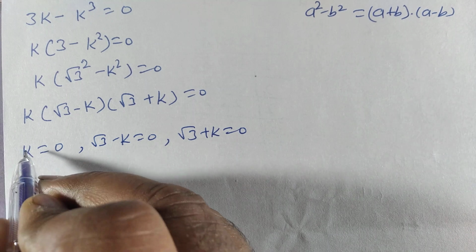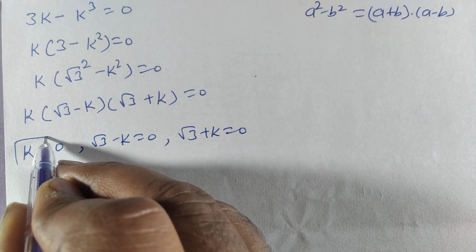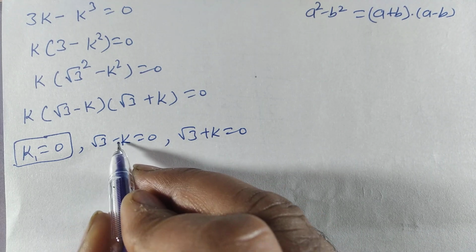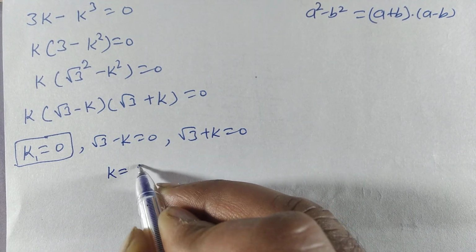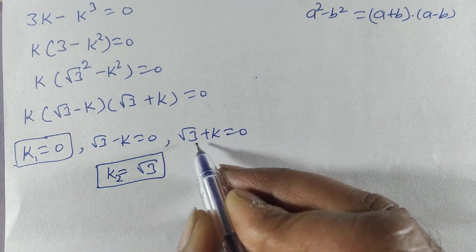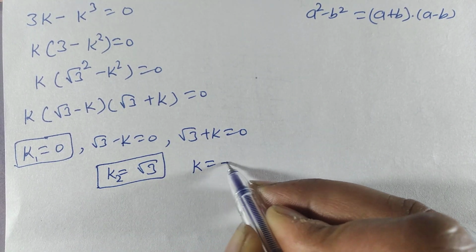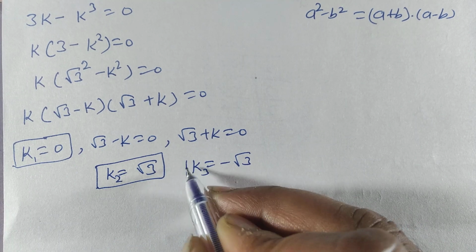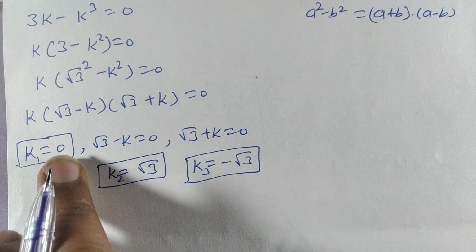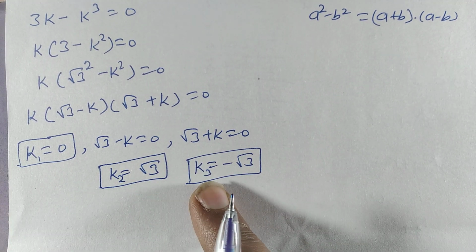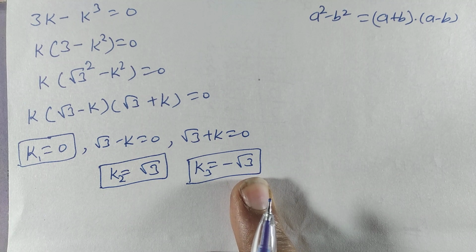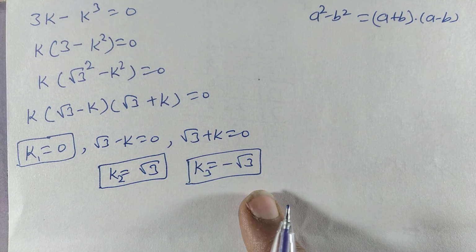k is equal to 0, getting the first value of k: k1 is equal to 0. Moving this to the right side, k is equal to square root of 3. And moving this to the right side, k is equal to minus square root of 3. We get all three values of k: k1 is equal to 0, k2 is equal to square root of 3, k3 is equal to minus square root of 3. Now verify whether all values are correct or not.